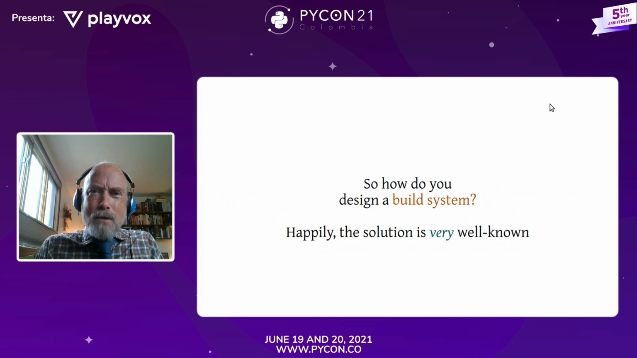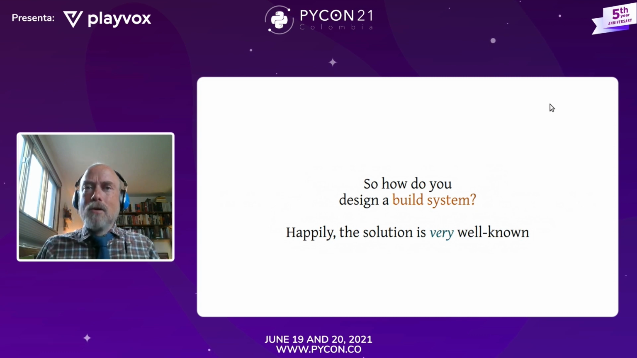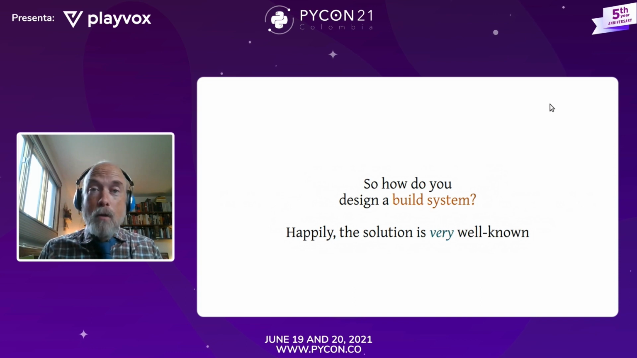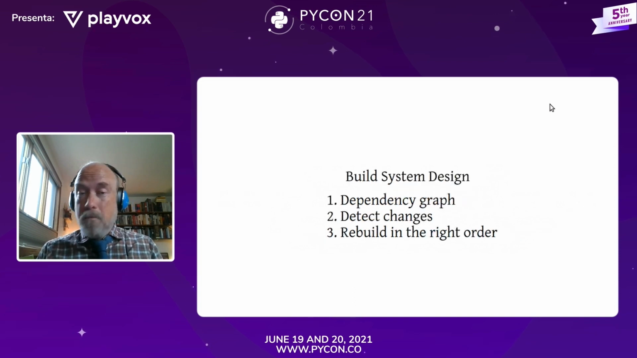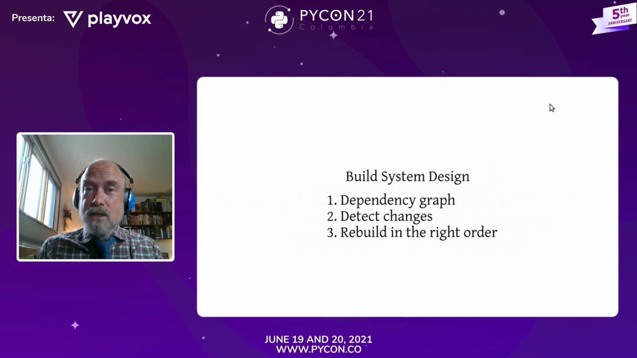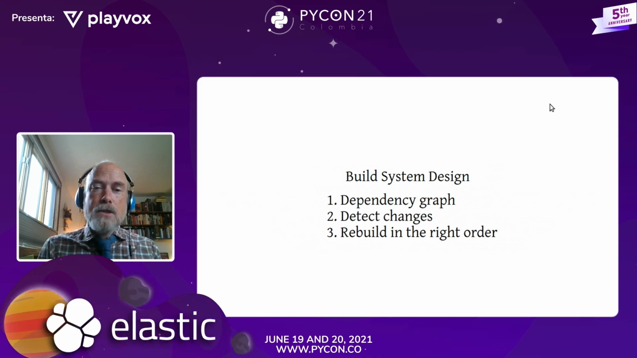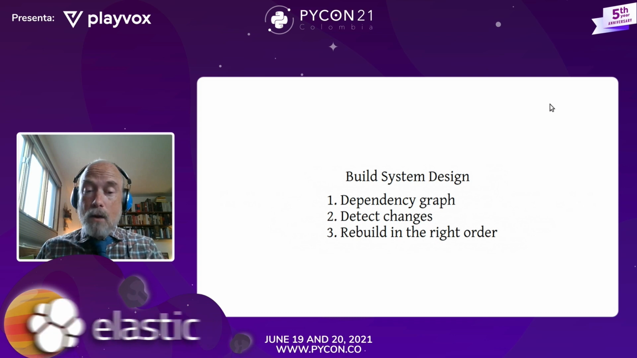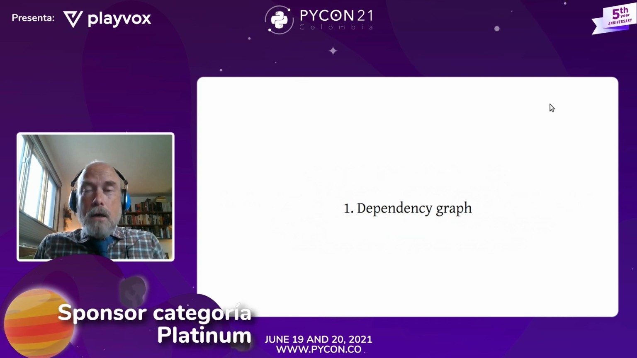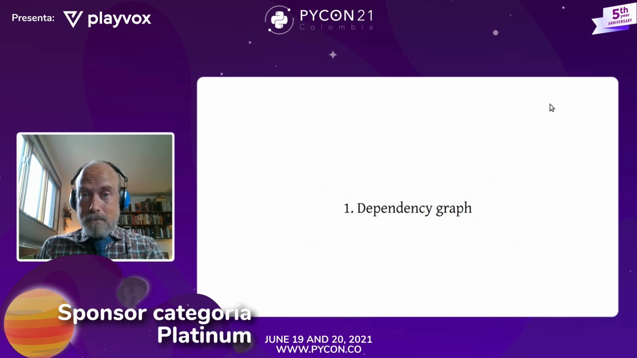Well, so how do you design a build system? In general, what are the parts? Well, happily, the solution is very well known. Build system design involves three basic things. A dependency graph, so it can remember which files depend on which others. A way to detect changes, to detect edits, and it needs to know how to build things in the right order.